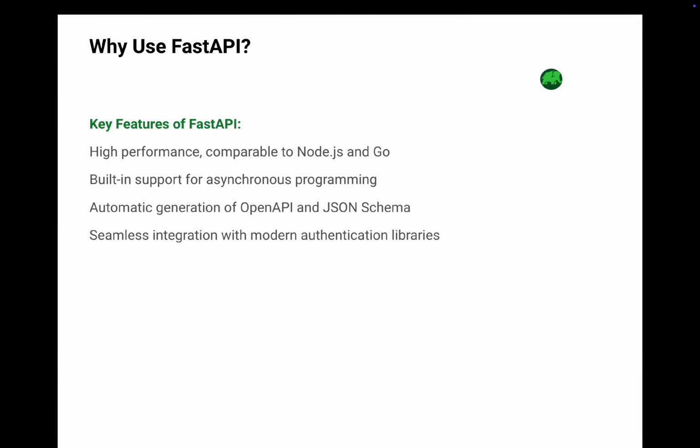Why did we choose FastAPI for this integration? Here are some key features of FastAPI that make it the go-to choice. High performance rivaling frameworks like Node.js and Go, built-in support for asynchronous programming, automatic OpenAPI and JSON schema generation, seamless integration with authentication libraries like Authlib. FastAPI's modern architecture makes it perfect for integrating social login efficiently and securely.